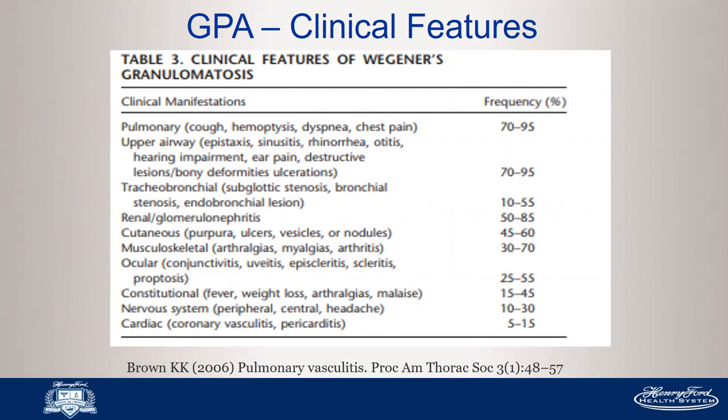Dr. Brown published this review article in the American Thoracic Society. When you look at the clinical features and how common they are in this group of vasculitis, pulmonary as well as upper airway involvement are the most commonly seen, about 70 to 95%. Renal involvement, like you can see there, is about 50 to 85%. And then you have cutaneous, musculoskeletal, and ocular involvement, and constitutional, cardiac, and nervous system, not as common. So upper airway, pulmonary, and kidneys are the big ones, but there are quite a few data on ocular GPA, though not as common.